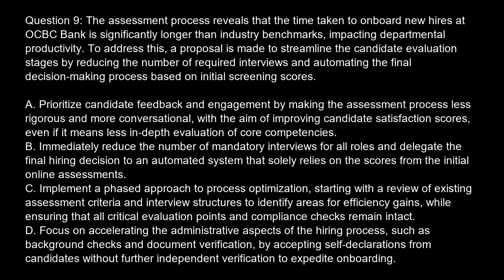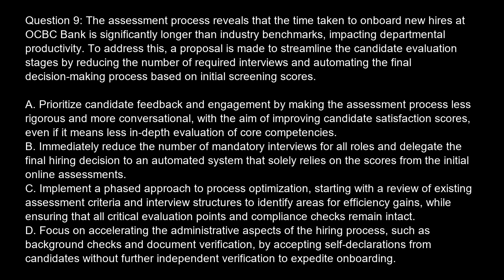Option A. Prioritize candidate feedback and engagement by making the assessment process less rigorous and more conversational, with the aim of improving candidate satisfaction scores, even if it means less in-depth evaluation of core competencies. Option B. Immediately reduce the number of mandatory interviews for all roles and delegate the final hiring decision to an automated system that solely relies on the scores from the initial online assessments.